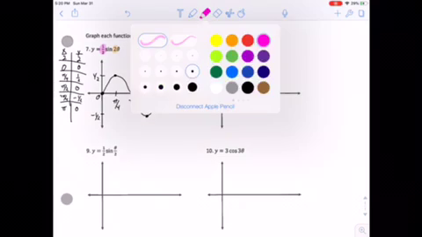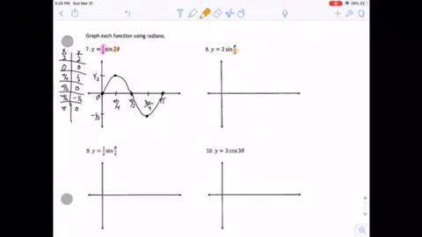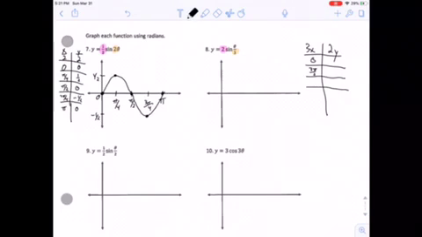Okay, so over here we analyze, we're dividing by 3 here and multiplying by 2 here with the amplitude. So therefore, we're going to have 3 times the x's and 2 times the y's. And so here, 0 times 3 is 0. Pi over 2 times 3 is 3 pi over 2. Pi times 3 is 3 pi. 3 pi over 2 times 3 is 9 pi over 2. And 2 pi times 3 is 6 pi.